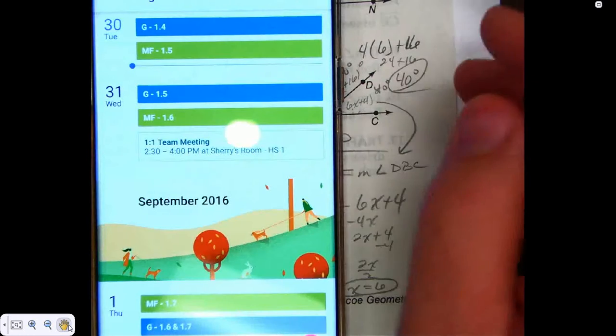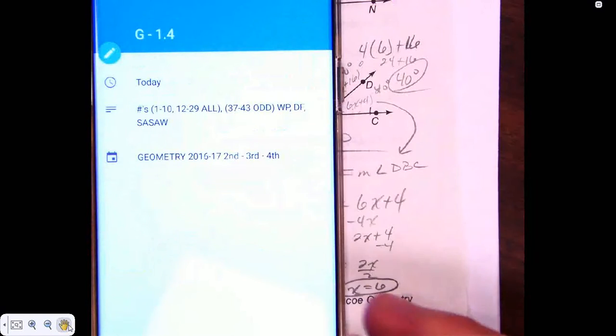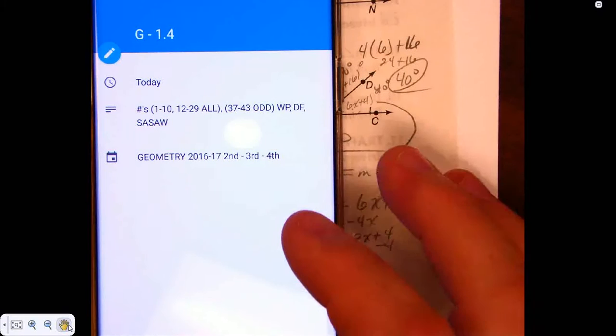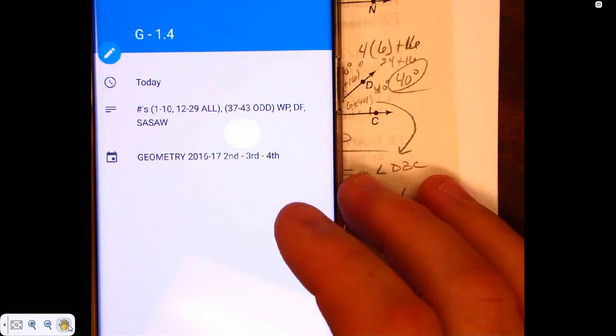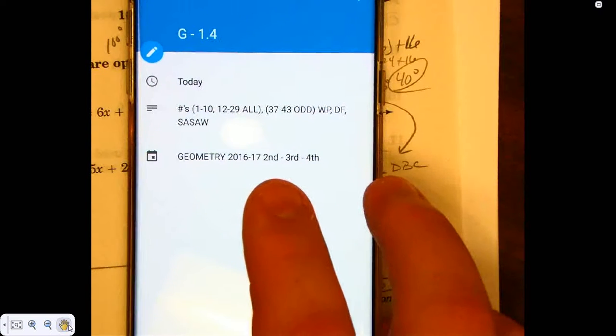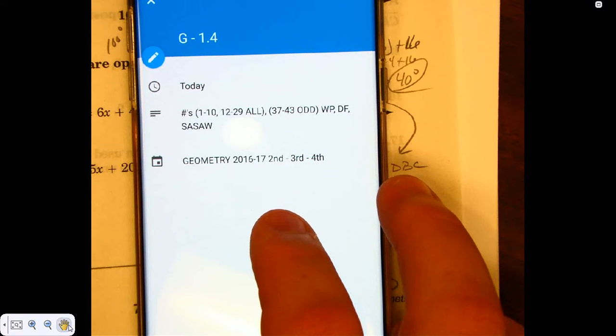You guys see how I was sitting here in Google Classroom, went to geometry, clicked. Or not Google Classroom, Google Calendar. Because in Google Classroom, you won't see this. And it's a fault with Google Classroom. So I'm saying we stick with Google Calendar. Any questions there?